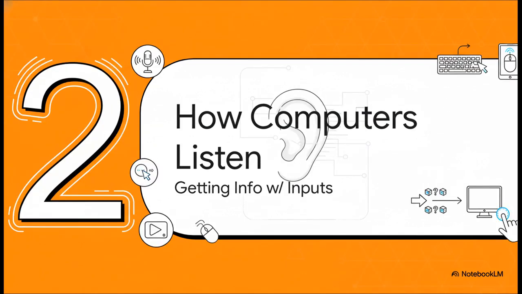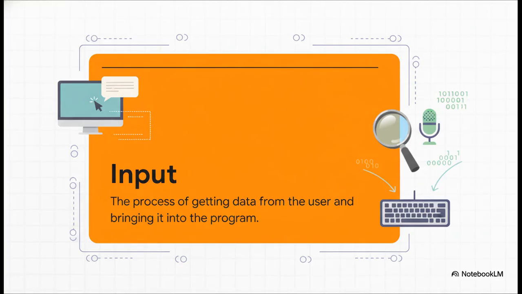First things first, listening. I mean, before a program can do anything cool, it has to get information from you, right? This is where inputs come into play. It's basically the program's way of saying, okay, I'm ready, tell me something. Think of an input as the computer's ears. It's a command that literally makes the program pause and wait for you, the user, to type something in and hit enter. Whatever you type gets pulled right into the program so it can be used.